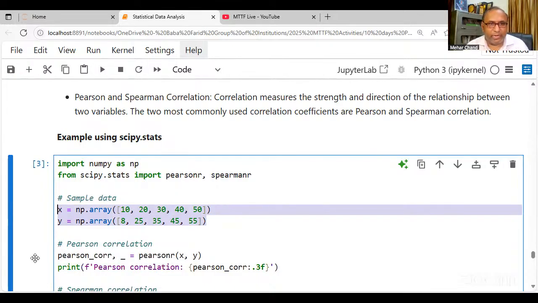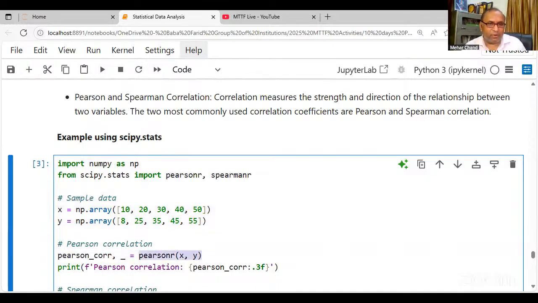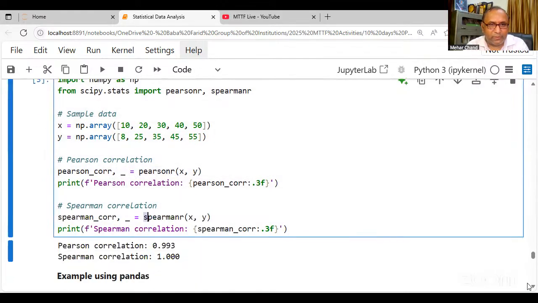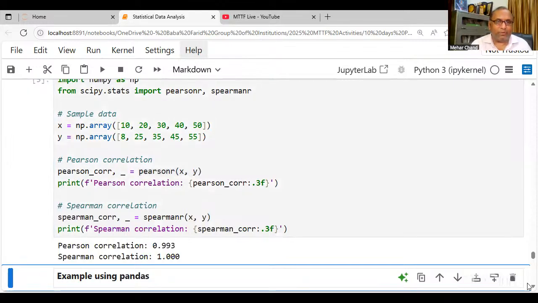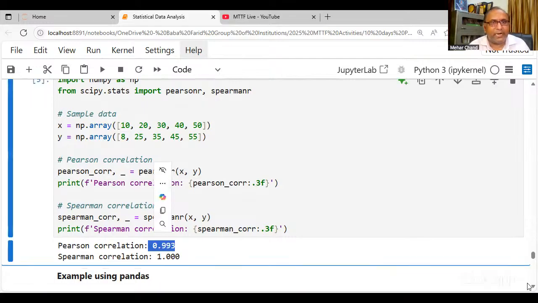Then we compute the Pearson correlation using this function, pearsonr(x, y), and print the value. Then we use spearmanr in the same way. When you execute, you can see the values from both methods. The Pearson correlation value is 0.993, but using Spearman correlation the value is 1. So this is the perfect correlation, a highly positive correlation.